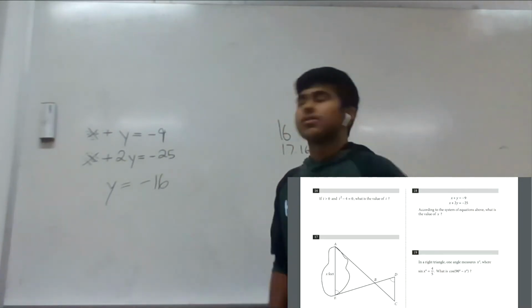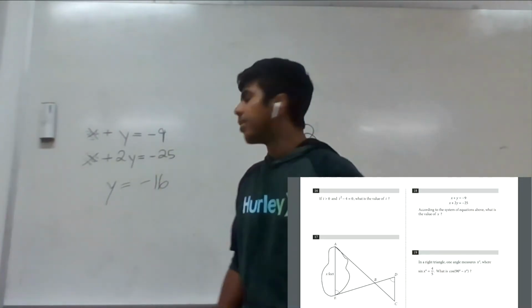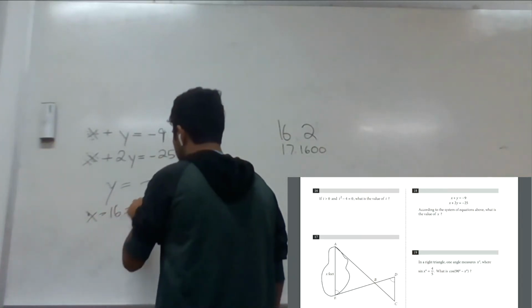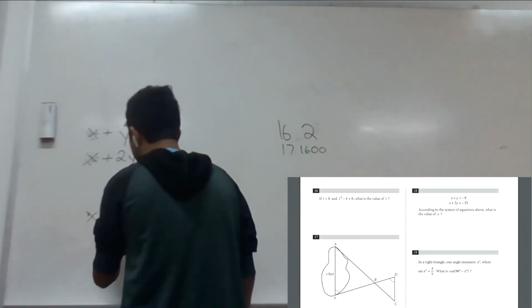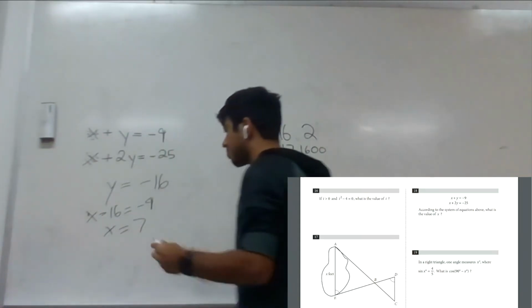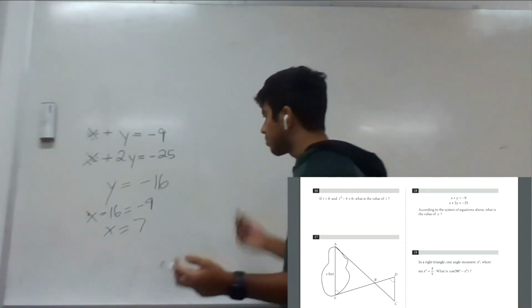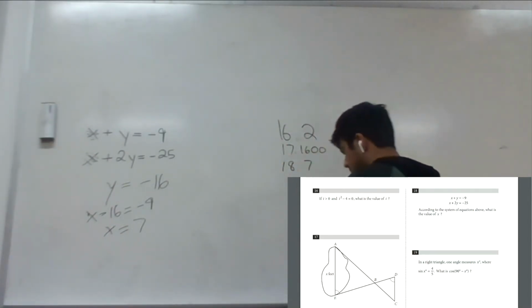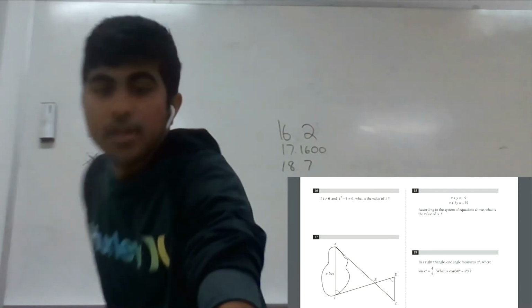And now we can find x. It's not really that hard to realize that x minus 16 is -9 now, so x is going to be 7. X equals 7, and that is our answer.